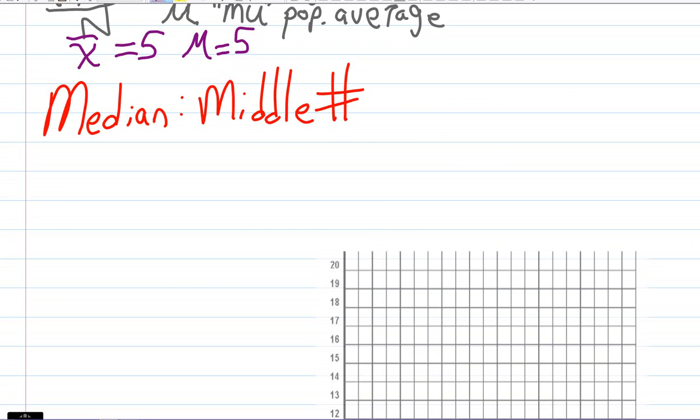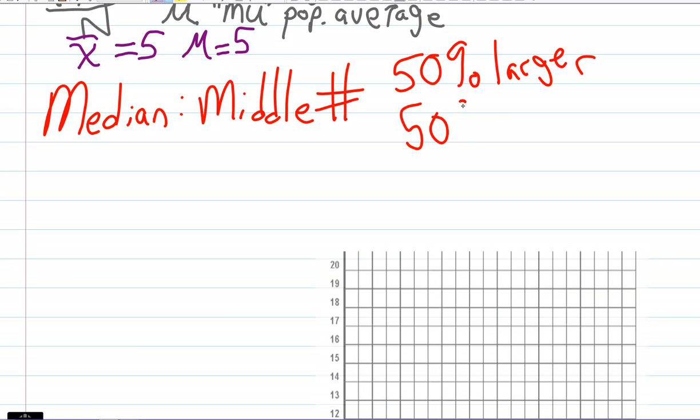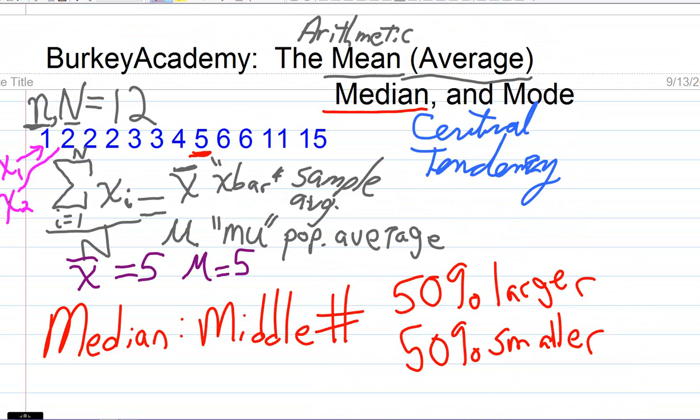The median, the more technical or precise way to think about the median, is we want to find a number so that 50% of the numbers in the data set are larger than that number, and 50% of the numbers in the data set are smaller. So let's go back and look at our numbers so we can find what the median is. Let me clean some of this stuff up there a little bit.